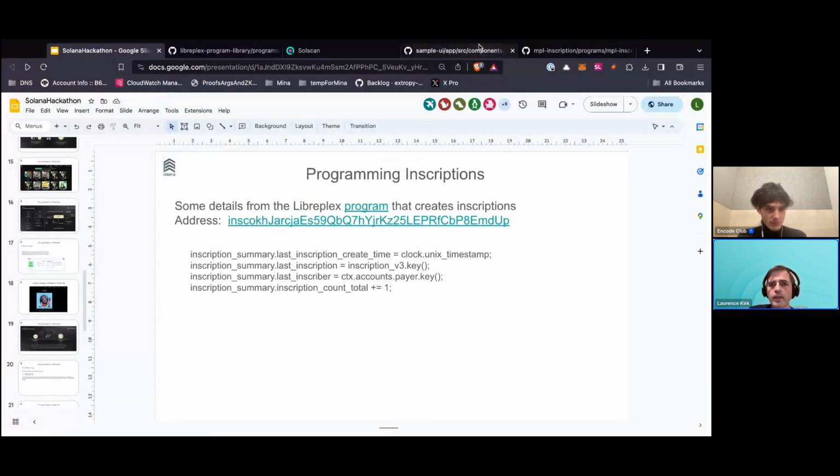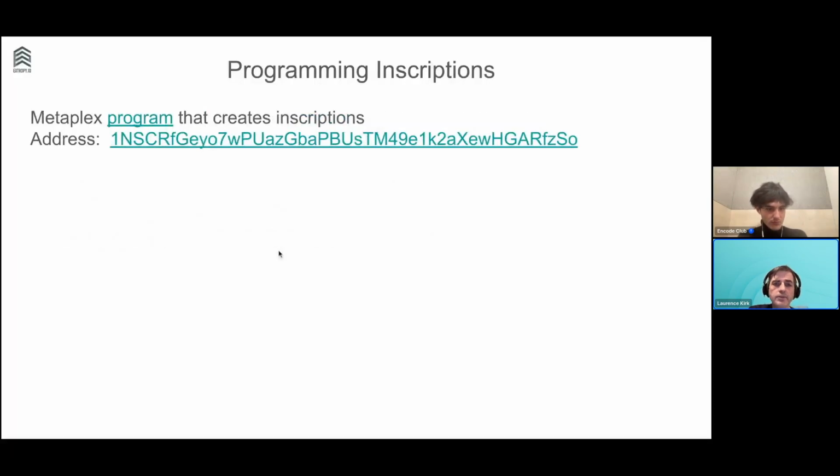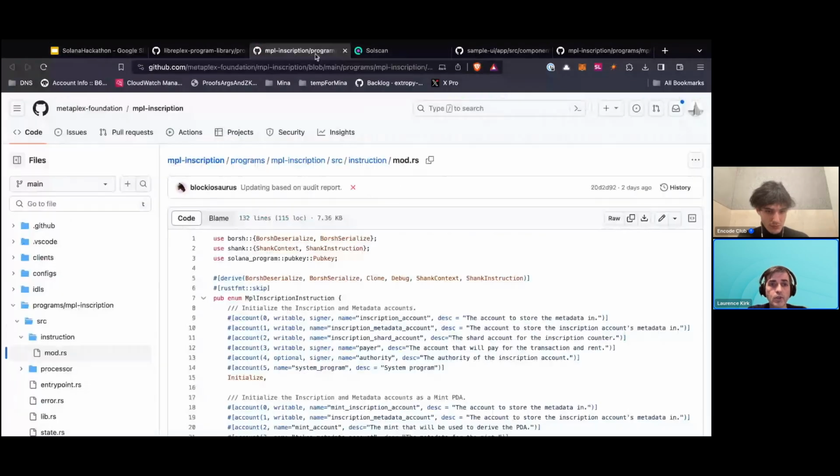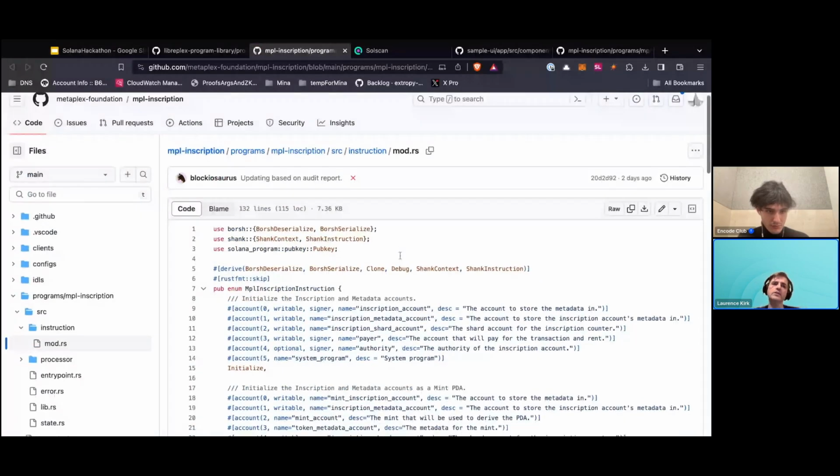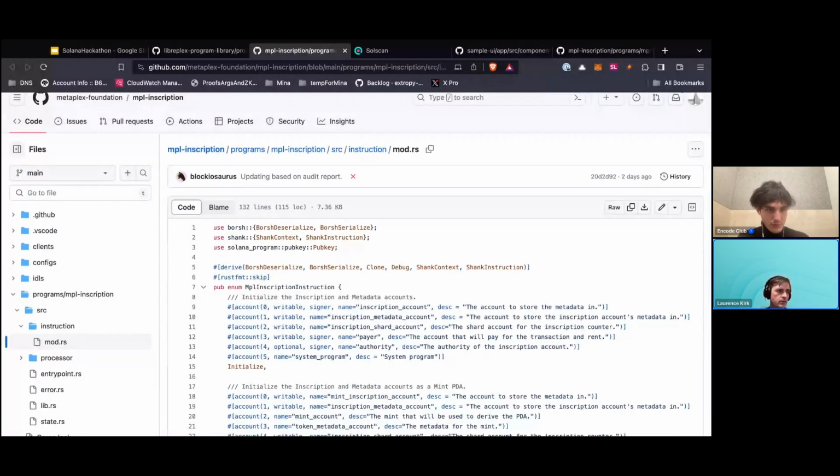Okay, let me go back to the slides. So Metaplex have also done that. They've got their own program. Let's have a look at that. This one, I don't think this is an Anchor program. Yeah, this is not an Anchor program. So this is the kind of bare metal one.